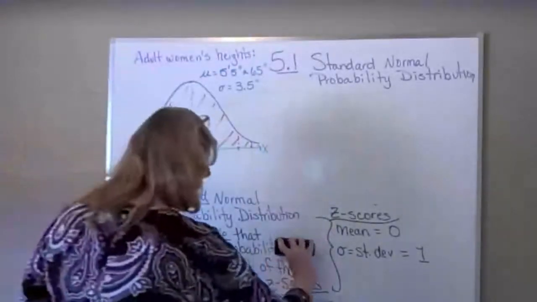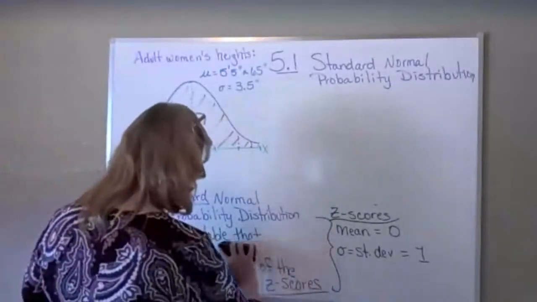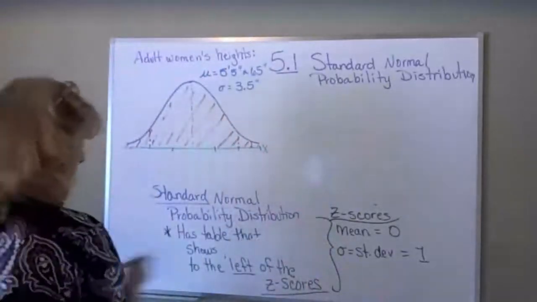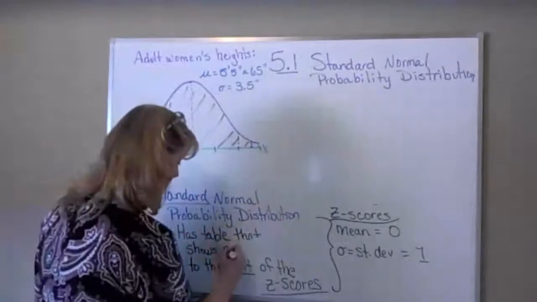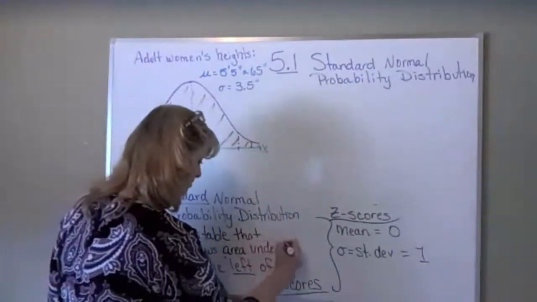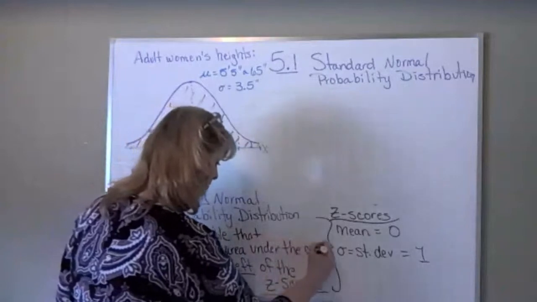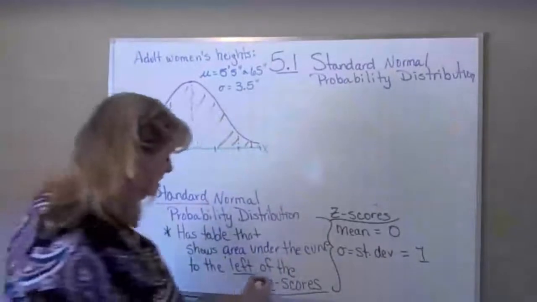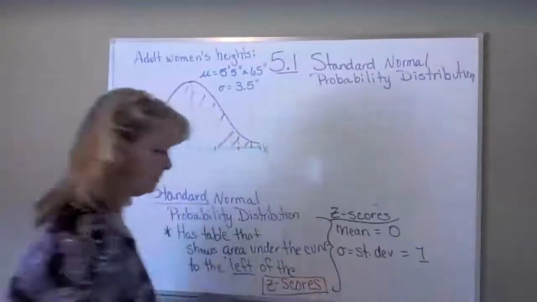So I'm going to change that. Plus I misspelled probabilities. That shows area under the curve to the left of the z-scores.